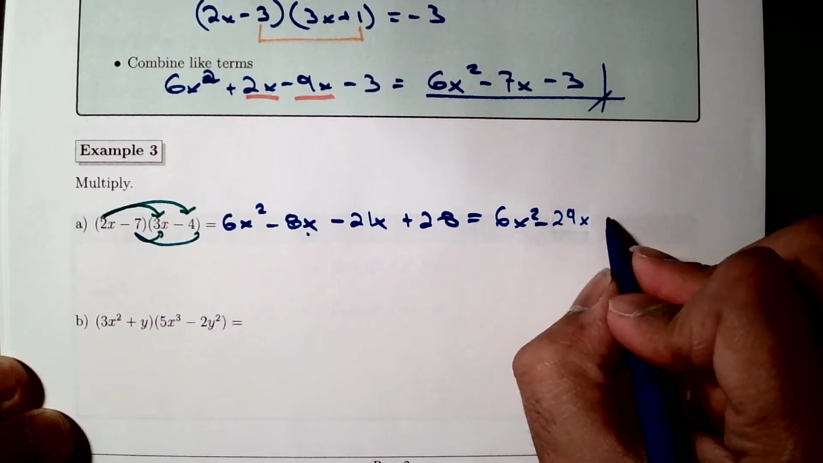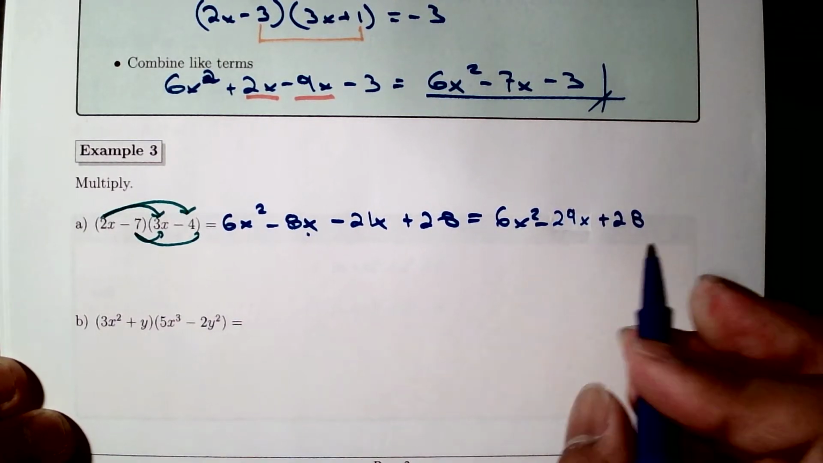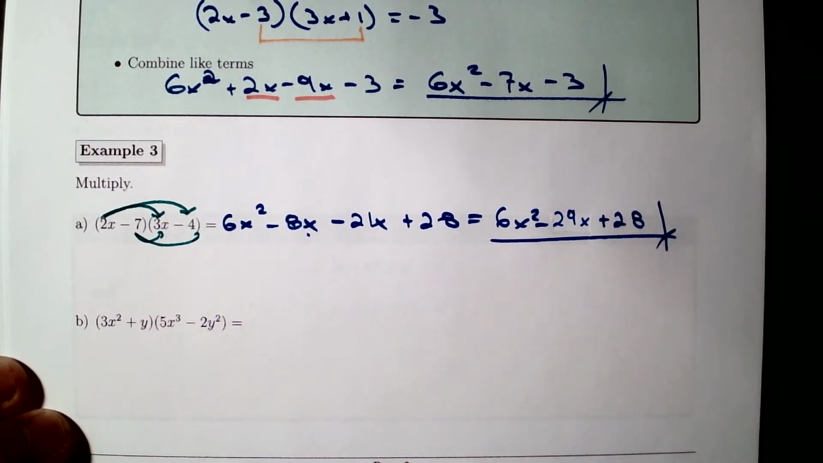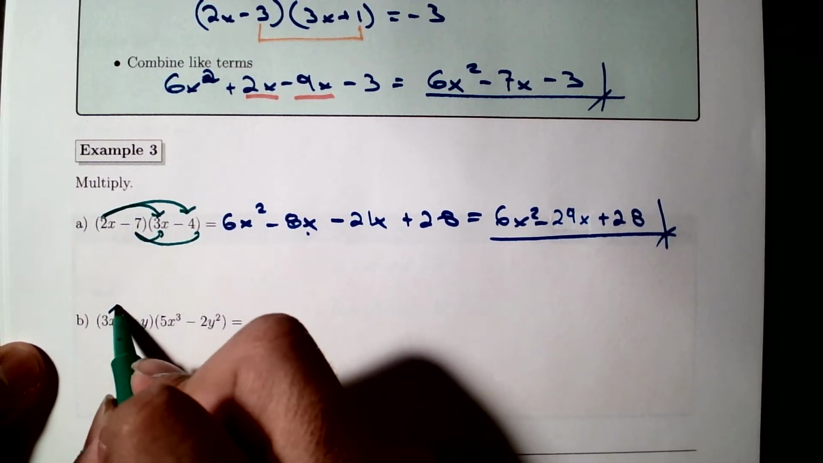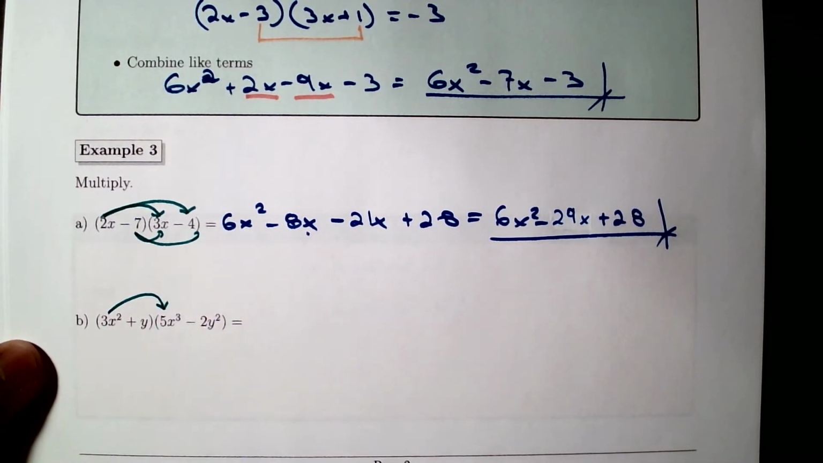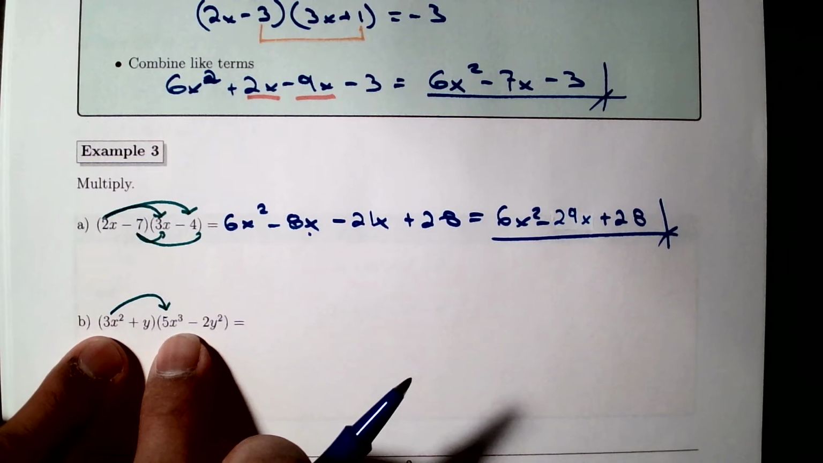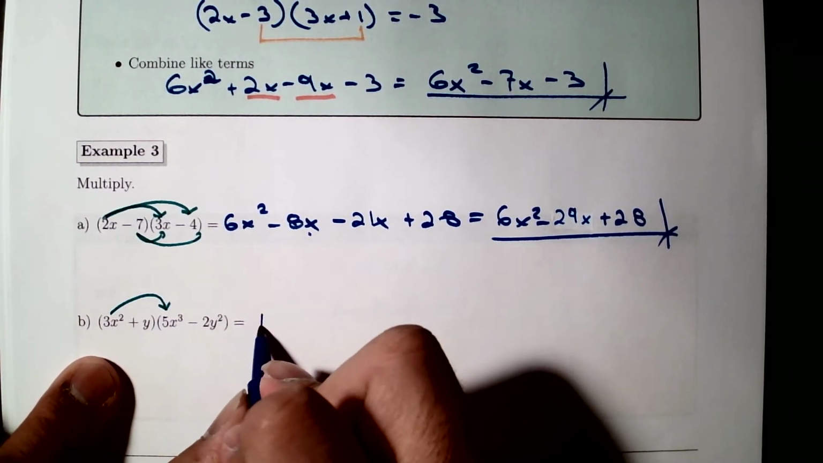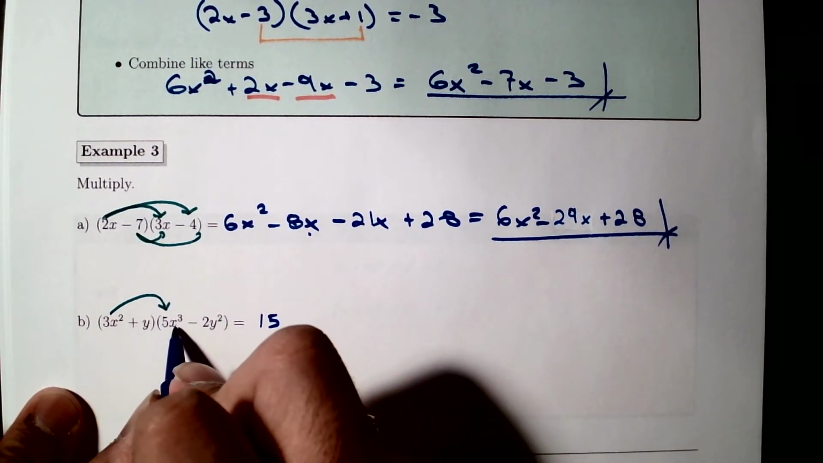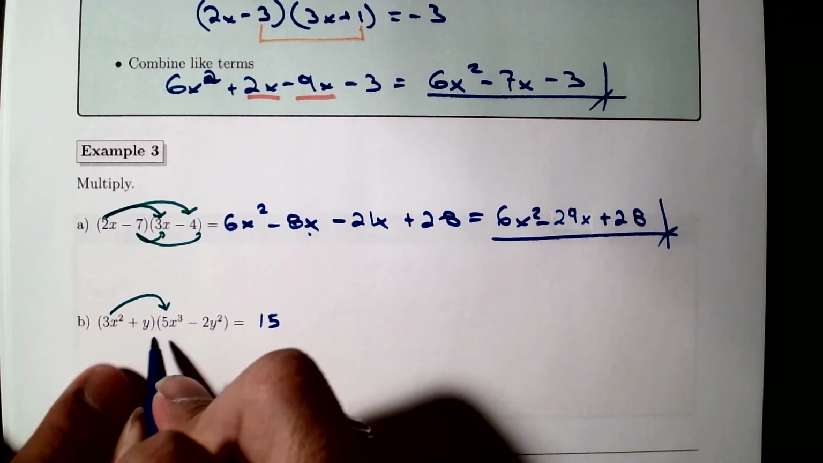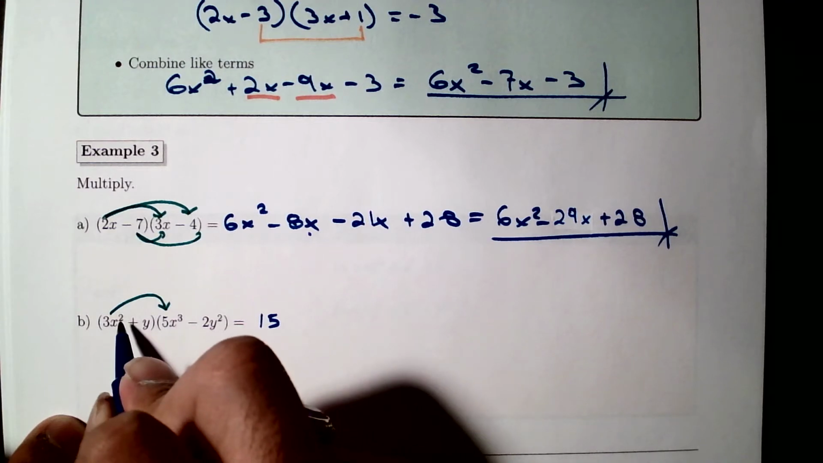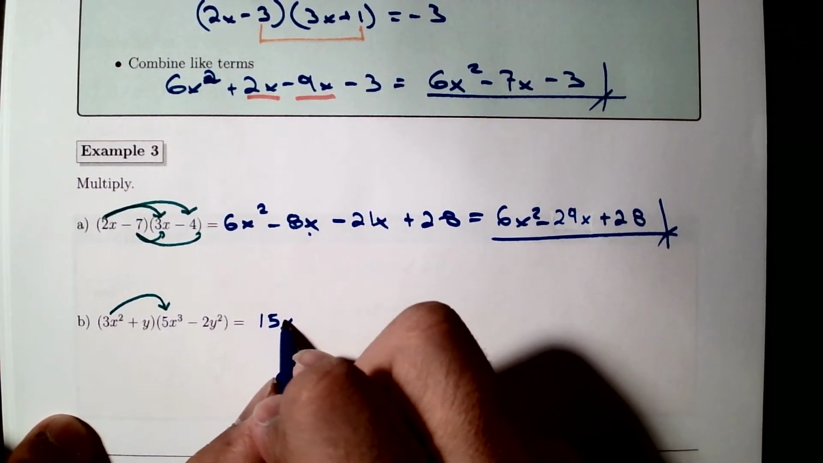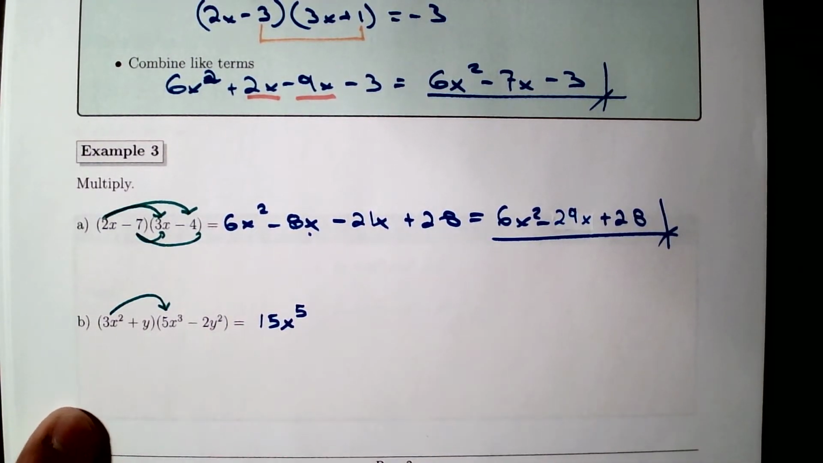And then plus 28. Okay. Let's do the same over here for letter B. Multiply 3x squared times 5x cubed. So that's 3 times 5, which is 15, and then x squared times x cubed. Remember, when we multiply the same variable, x times x, we add the exponents, 2 plus 3, which equals 5.